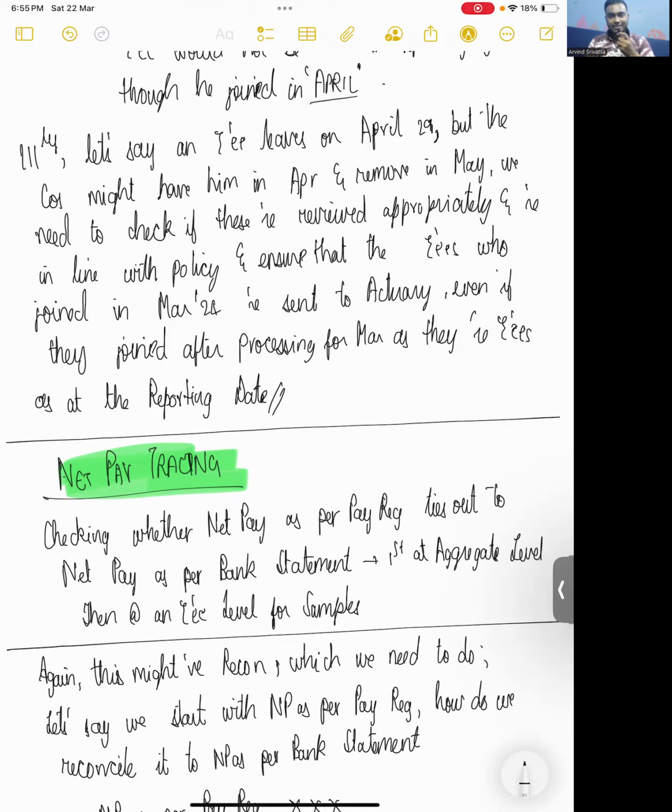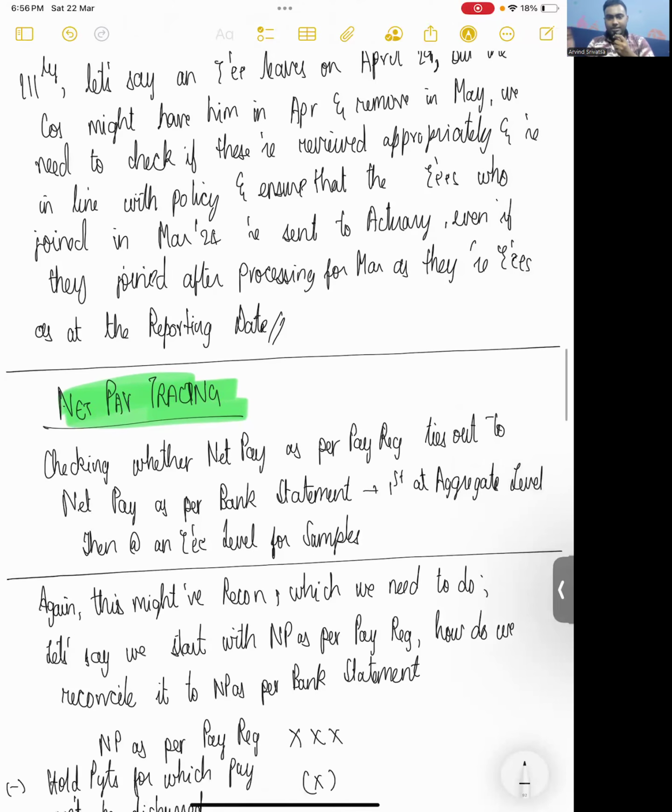Again, this is again reconciliation. I know we are seeing a lot of reconciliations, but I am making you aware of the practical scenarios as well, so that you are ready to face the real world to a decent extent when you step into the field of audit. So first we look at the net pay at the aggregate level, then at an employee level for samples. What do I mean by employee level? Because you might have this doubt: let's say the total net pay for the company is rupees 80, only the debit of 80 will be appearing in the bank statement. It won't be appearing employee wise, right? You might ask me, how can I check employee wise?